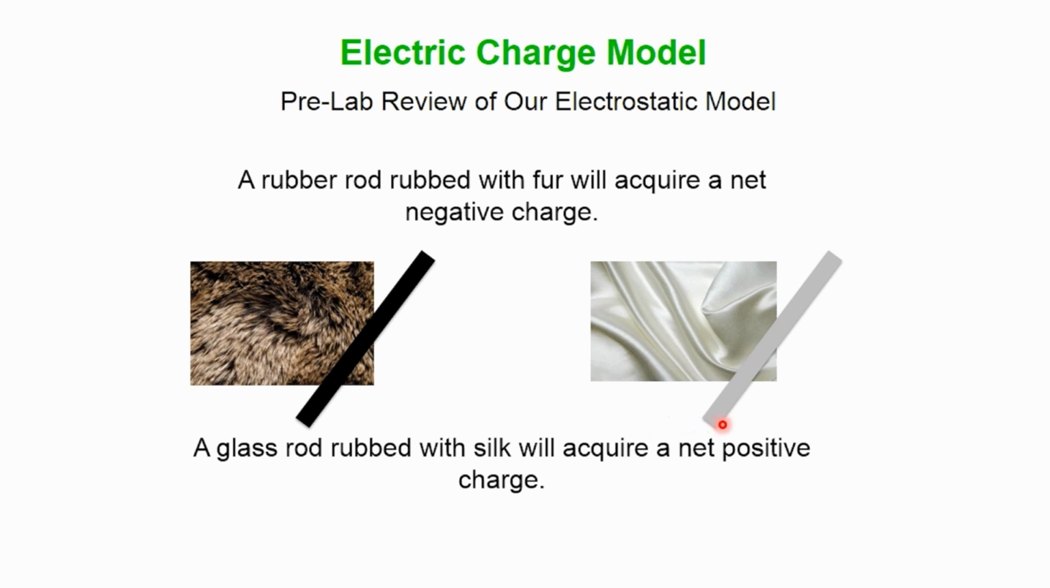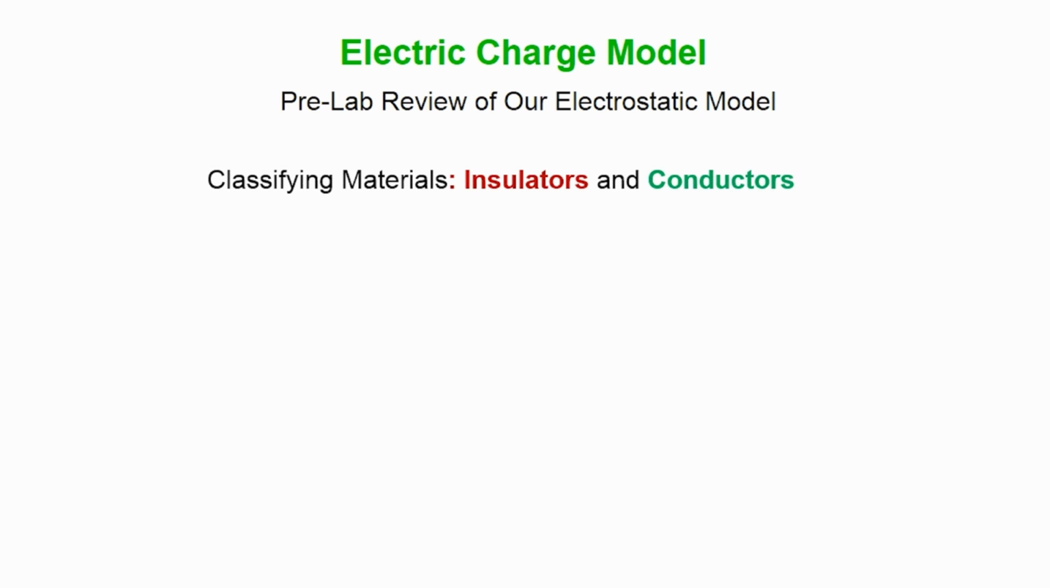Another one of our standards in our model is a glass rod rubbed with silk, and we would say a glass rod rubbed with silk would acquire net positive charges. Again, there's a fixed number of positive charges in here, so really what's going on is negative charges were stripped away from the glass rod, so it acquired a net positive charge. We then could also deduce from the conservation of charge that the silk must have picked up these extra negative charges. In our model, we will also classify materials as either insulators or conductors.